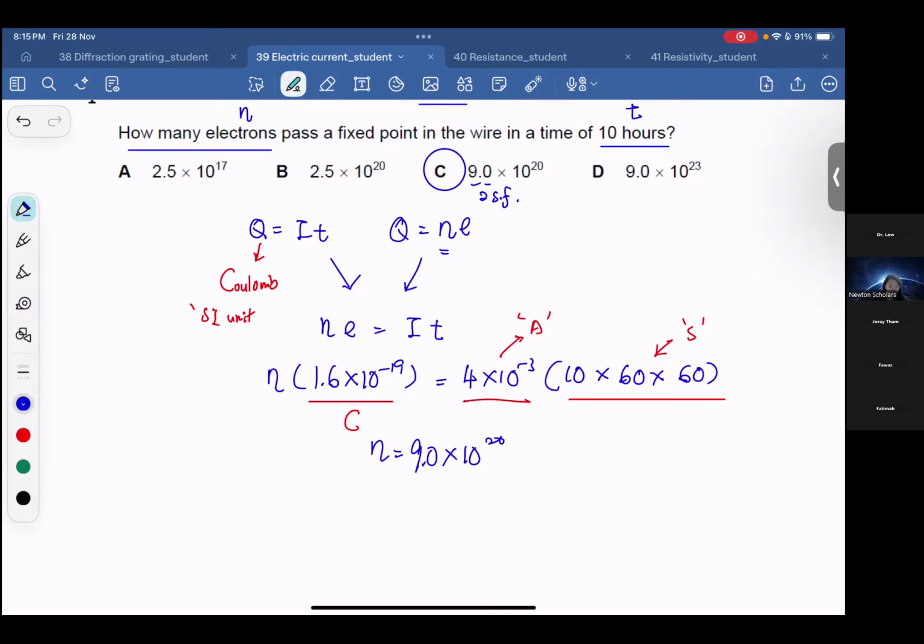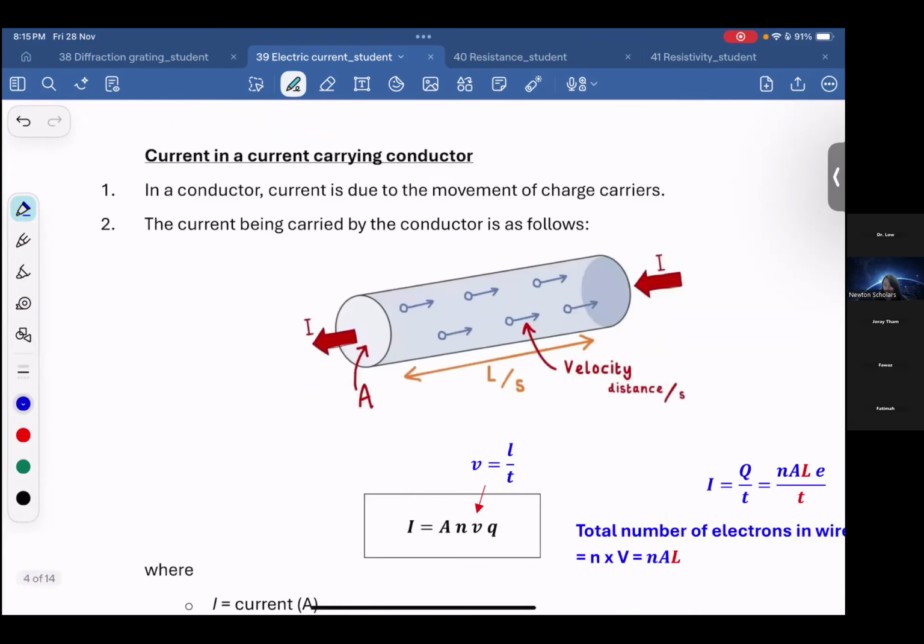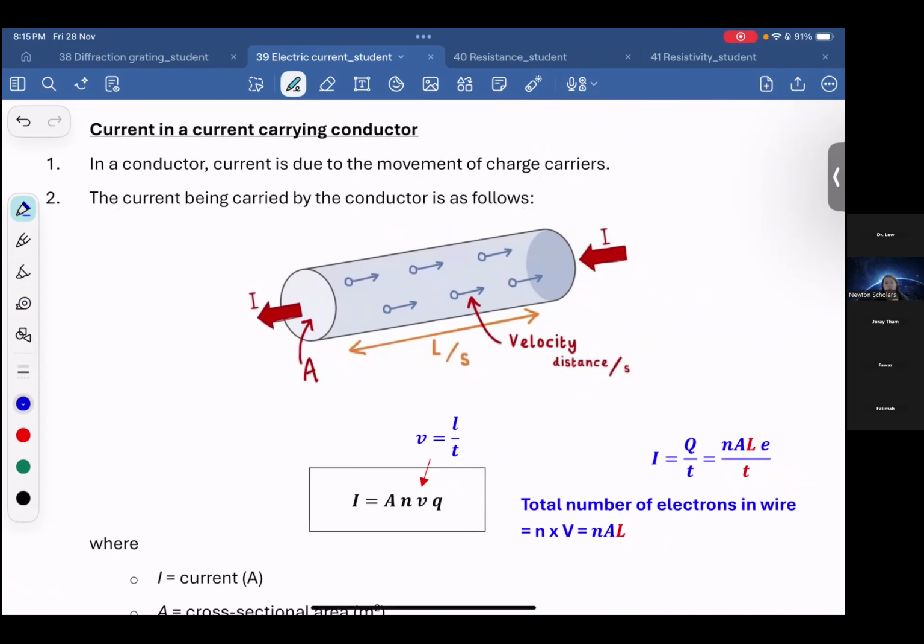Can we proceed? Okay, we go to your page number 4. This is something new for us. Just now what we mentioned, we learned in our SPM and also our IGCSE. Okay, we go to page 4.